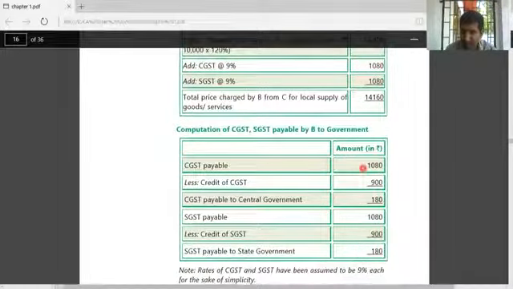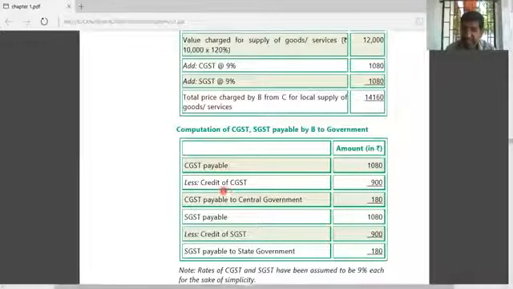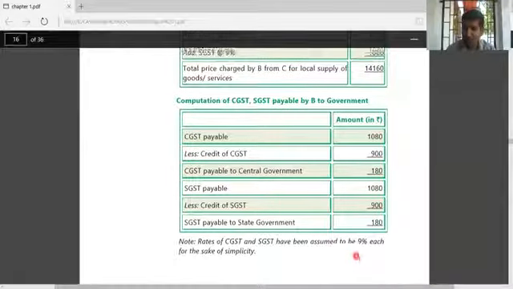He collected 1080 CGST, and against the CGST he is able to set off the CGST credit, that means the input tax credit availed at the earlier stage, 900. So how much did he pay to the central government? 180. And against SGST, 1080 less 900, 180. So he is required to pay 180 to the central government and 180 to the state government. So what is this 180?